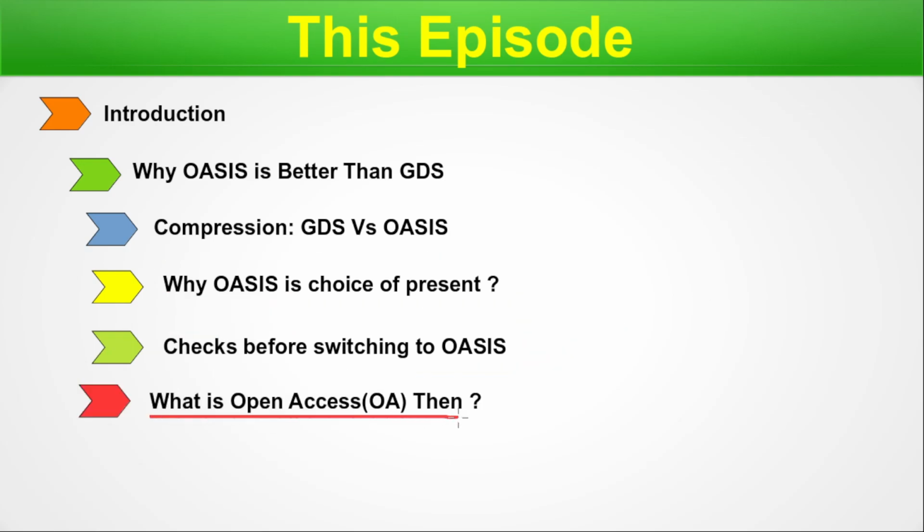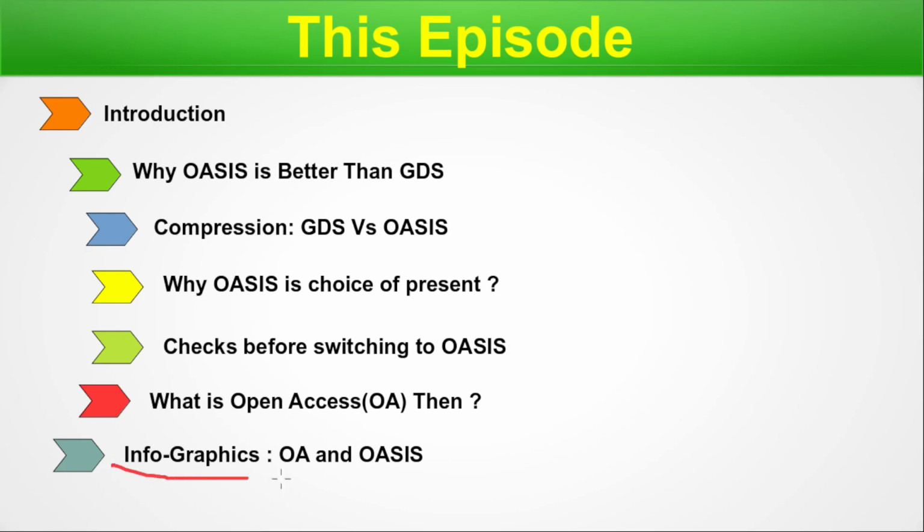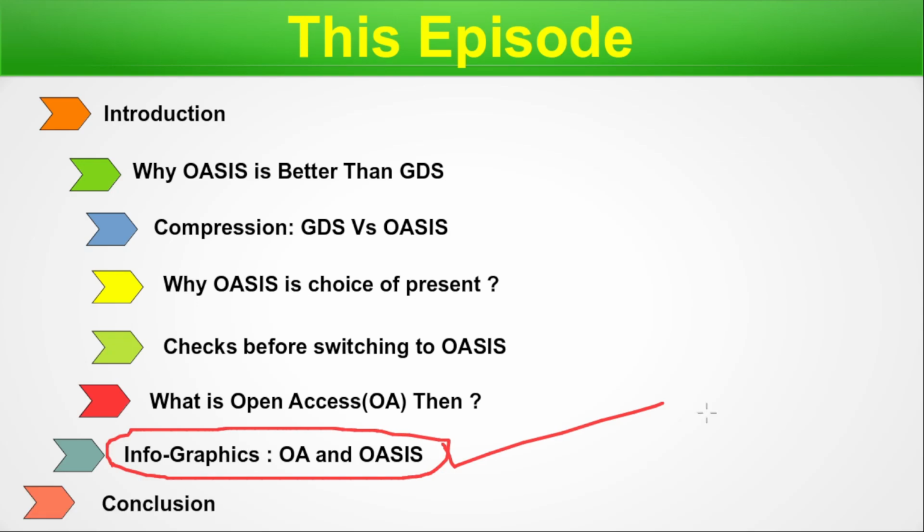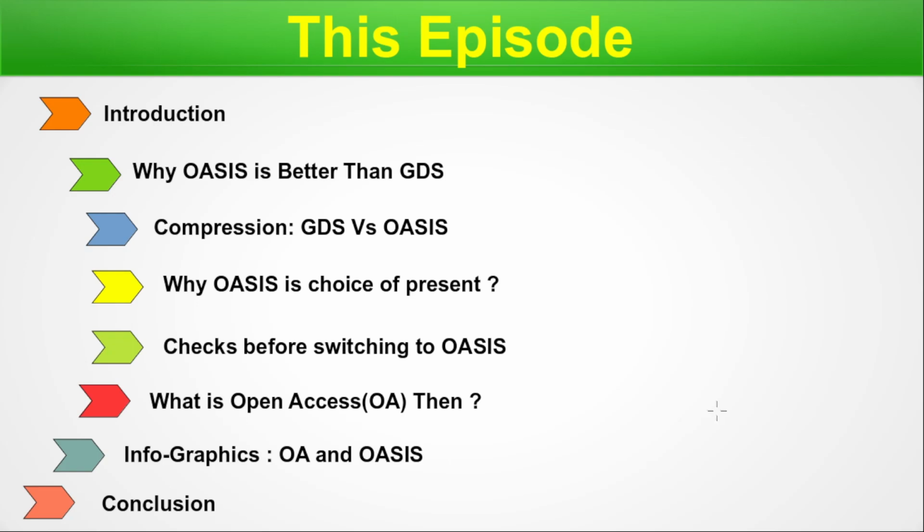What is open access? Whenever we talk about OASIS, the first two letters OA come into our head, and we also have a term called open access. So we will talk about open access also in this context. Next, we will do an infographic to understand the OA and the OASIS comparison better. Finally, we'll do our conclusion of the entire discussion. So here is the menu for today. Without any further delay, let's begin.